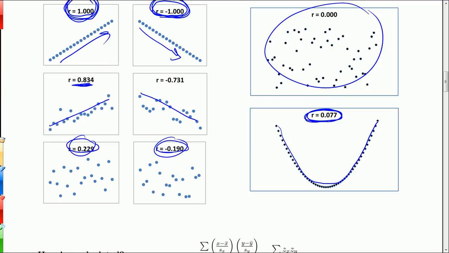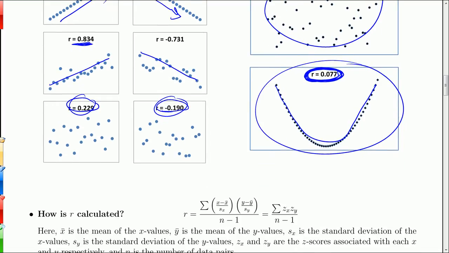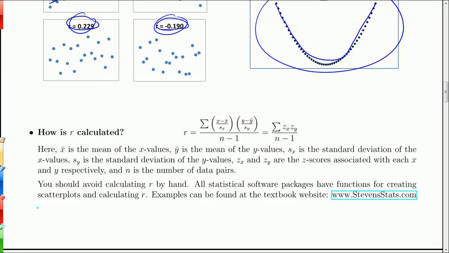So the correlation coefficient only captures the degree to which the data follows a straight line. You can have a really nice pattern here, like we do in this problem, and it is not captured by the correlation coefficient.